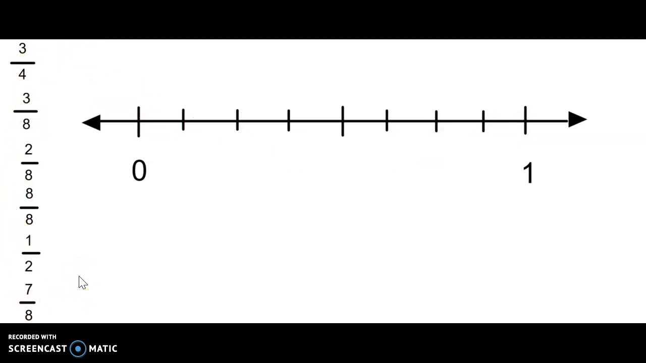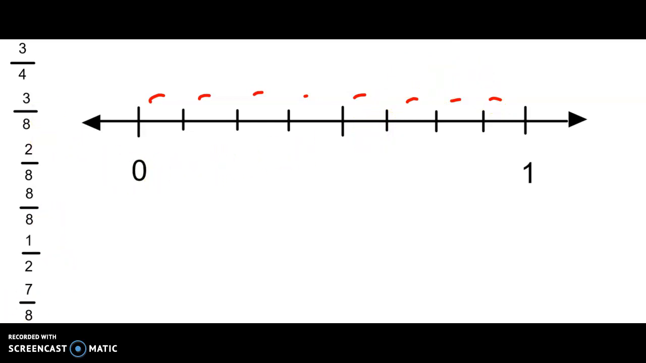So let's first figure out how many sections this is divided into. So I have 1, 2, 3, 4, 5, 6, 7, 8. So my denominator is going to be 8ths. So let's pull out those fractions over here and figure out where they would go first.